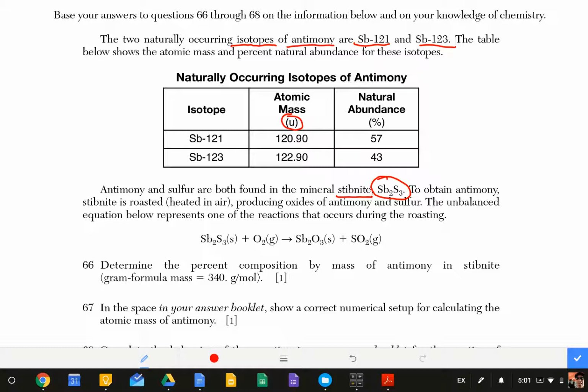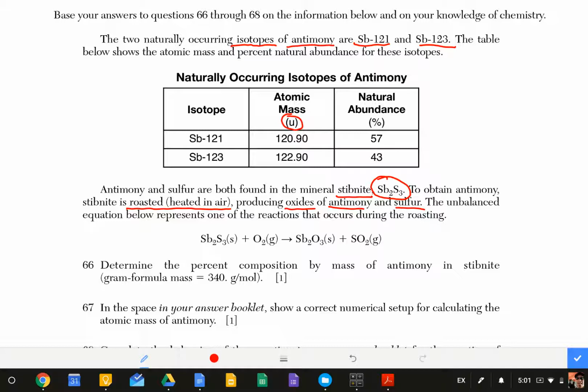So to obtain antimony, stibnite is roasted. Well, that's funny. Roasted, heated in air. I think we know that, roasting. So you roast it, producing oxides of antimony and sulfur. So basically you decompose stibnite so that you can try to get the antimony by itself.